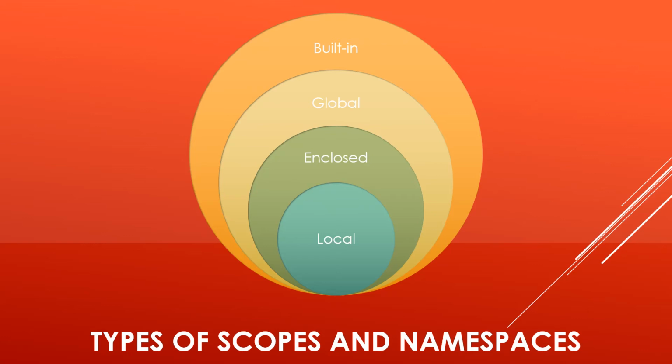We have the global, which means what we define in the main program, okay? Or we can use the global keyword to define the global scope. And we have the built-in, which means what we have inside the modules, for example, if you want to import a number such as pi, which is built in using the math module. To understand more about that, we will start with examples.